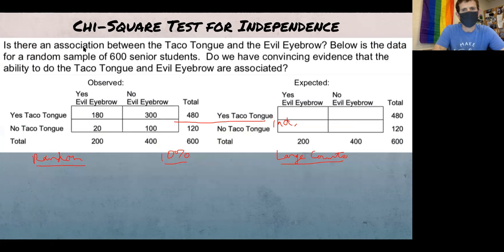Is this random? Yeah. How do we know? There it is. It's in the prompt. Random sample.